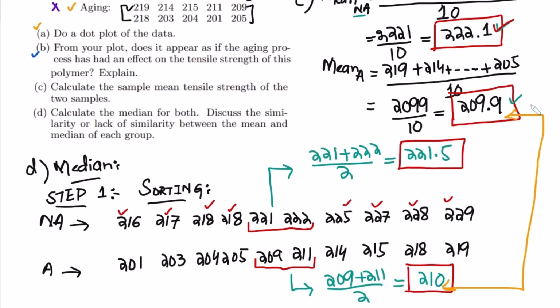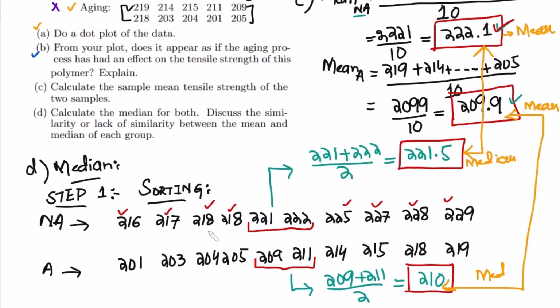This is the mean, while this one is the median, and we can see that these are almost similar. There is a lot of similarity between them, and the answer to the question, discuss the similarity or lack of similarity between the mean and median of each group, is that the mean and median are almost similar, which shows us the absence of any outlier.